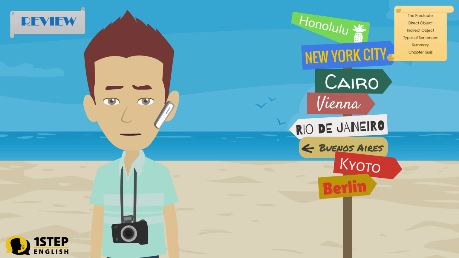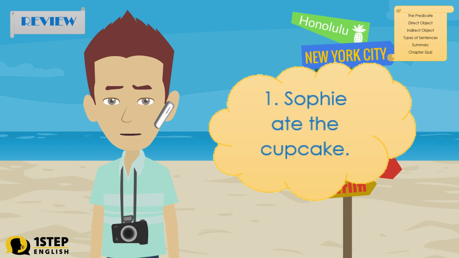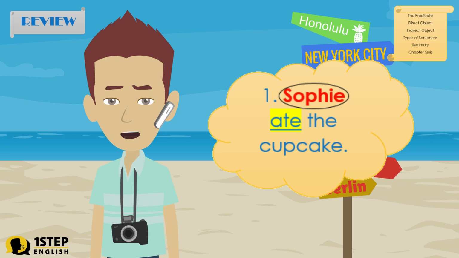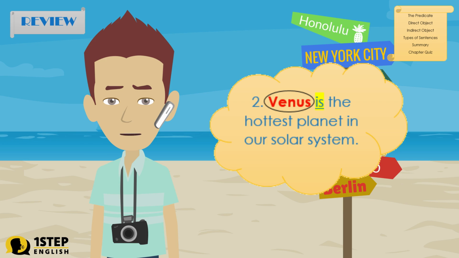Let's test your memory. Circle the subject in the following sentences. 1. Sophie ate the cupcake. Let's check your answer. Sophie is the subject of the sentence. Sophie is doing the action, ate. 2. Venus is the hottest planet in our solar system. Let's check your answer. Venus is the main subject of the sentence. Venus is the subject of the main verb, is.